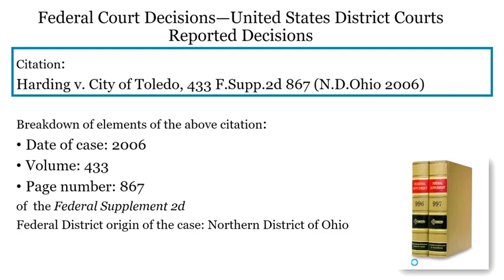And here's our example with the breakdown of the elements. What this citation is saying is find this 2006 U.S. District Court reported case on page 867 of volume 433 of Federal Supplement 2nd. Note the federal district of origin of the case, which was the Northern District of Ohio, which you can see right before the year.